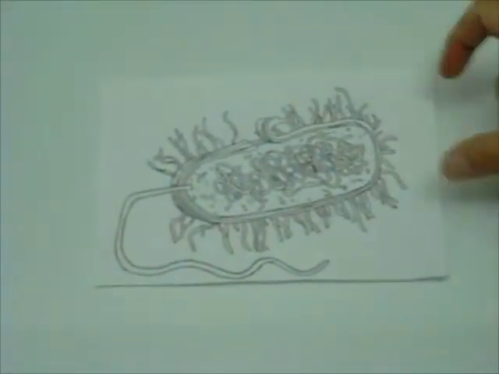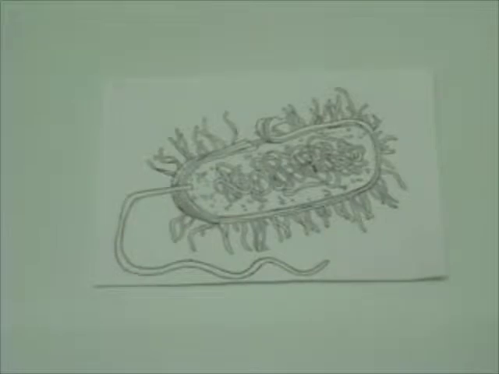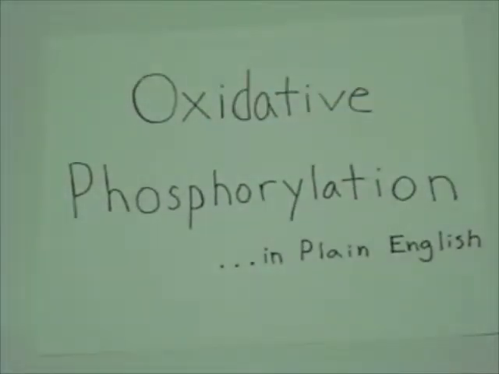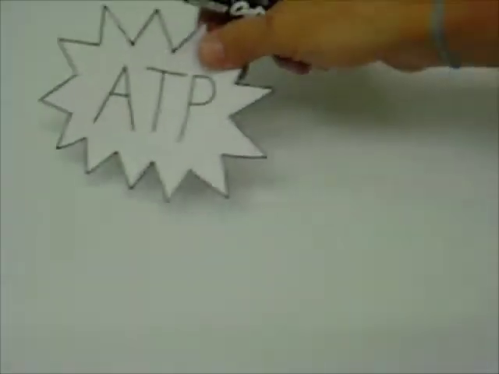Here's a prokaryotic cell. Cells need to make energy to live. Metabolic reactions help a cell to make this energy. This is oxidative phosphorylation, in plain English. What is oxidative phosphorylation, though? Well, oxidative phosphorylation is a process where microbes oxidize nutrients to produce ATP.